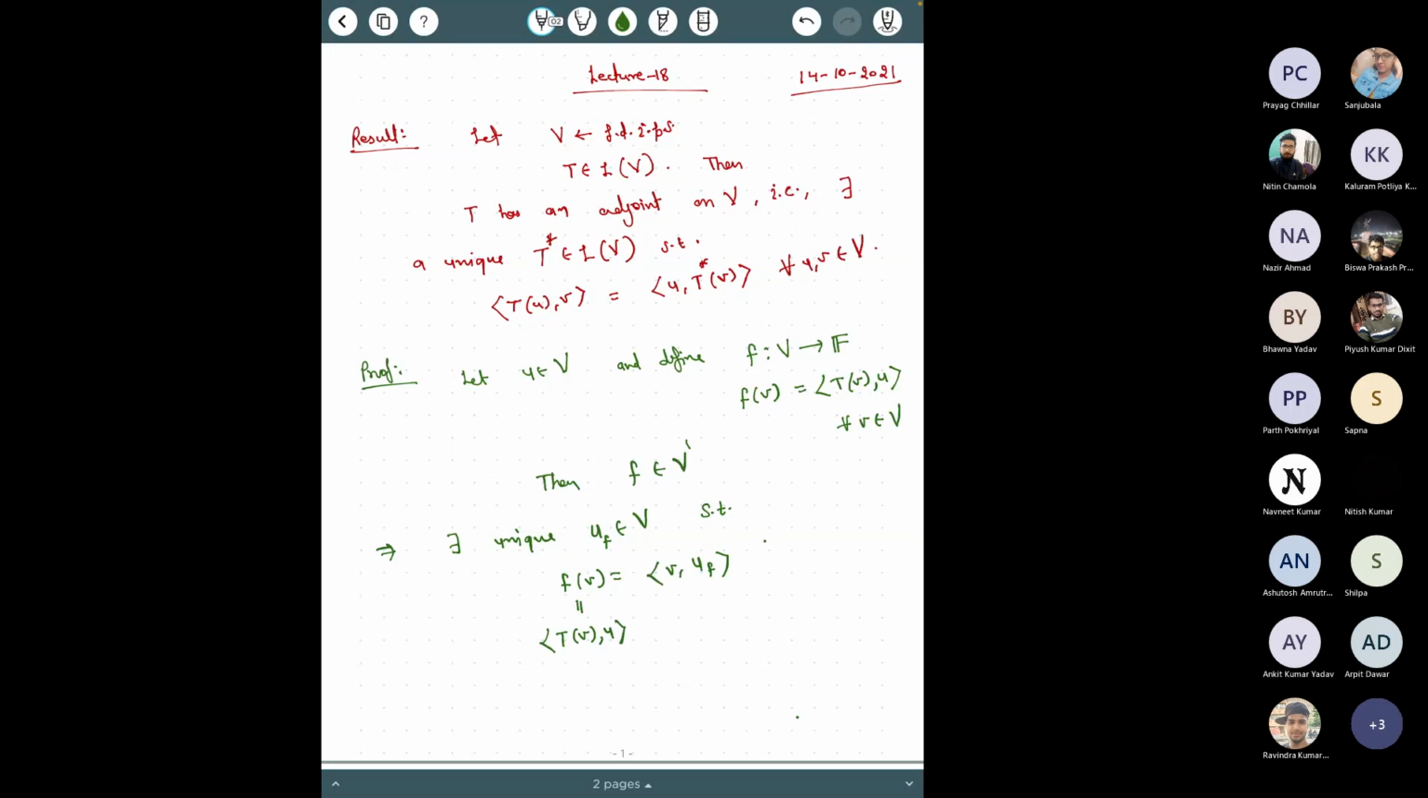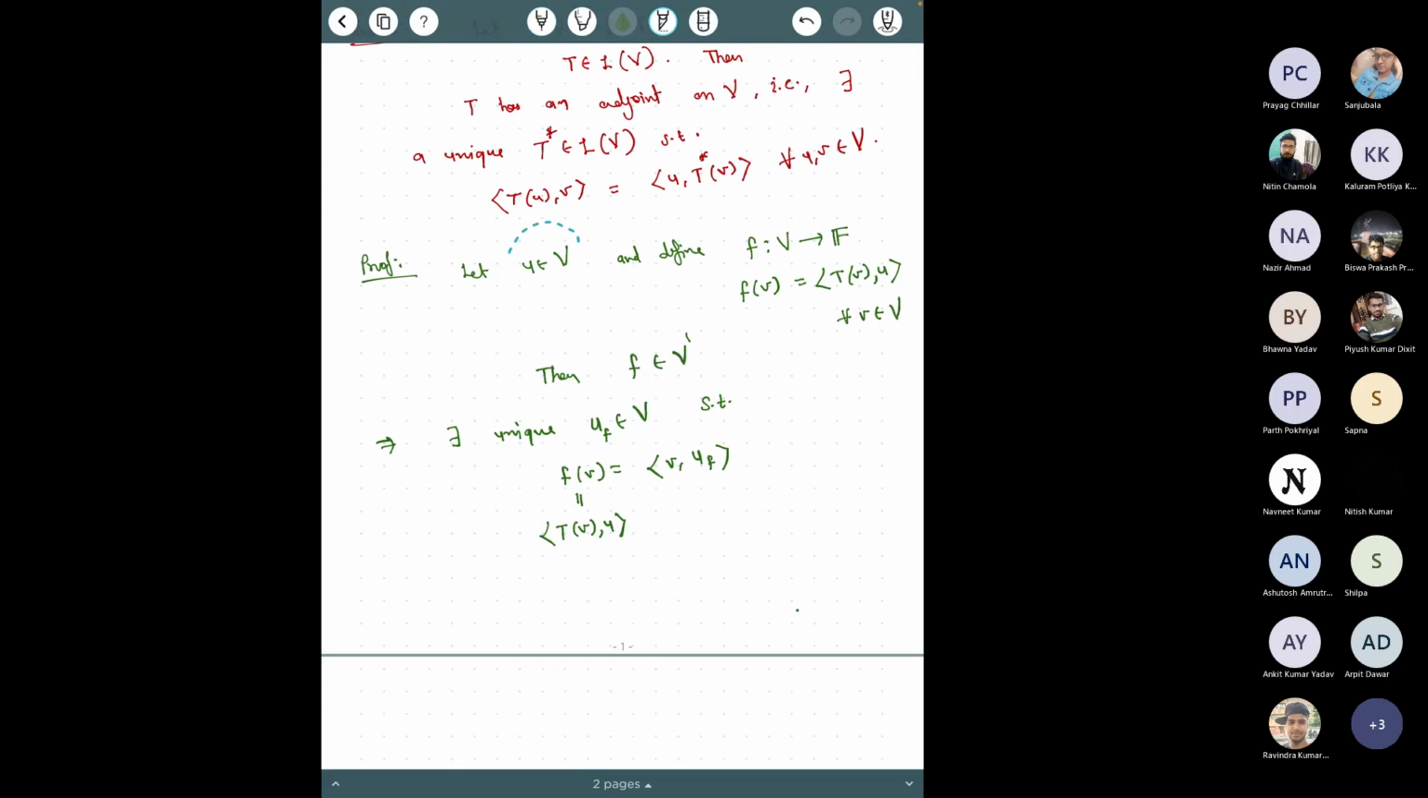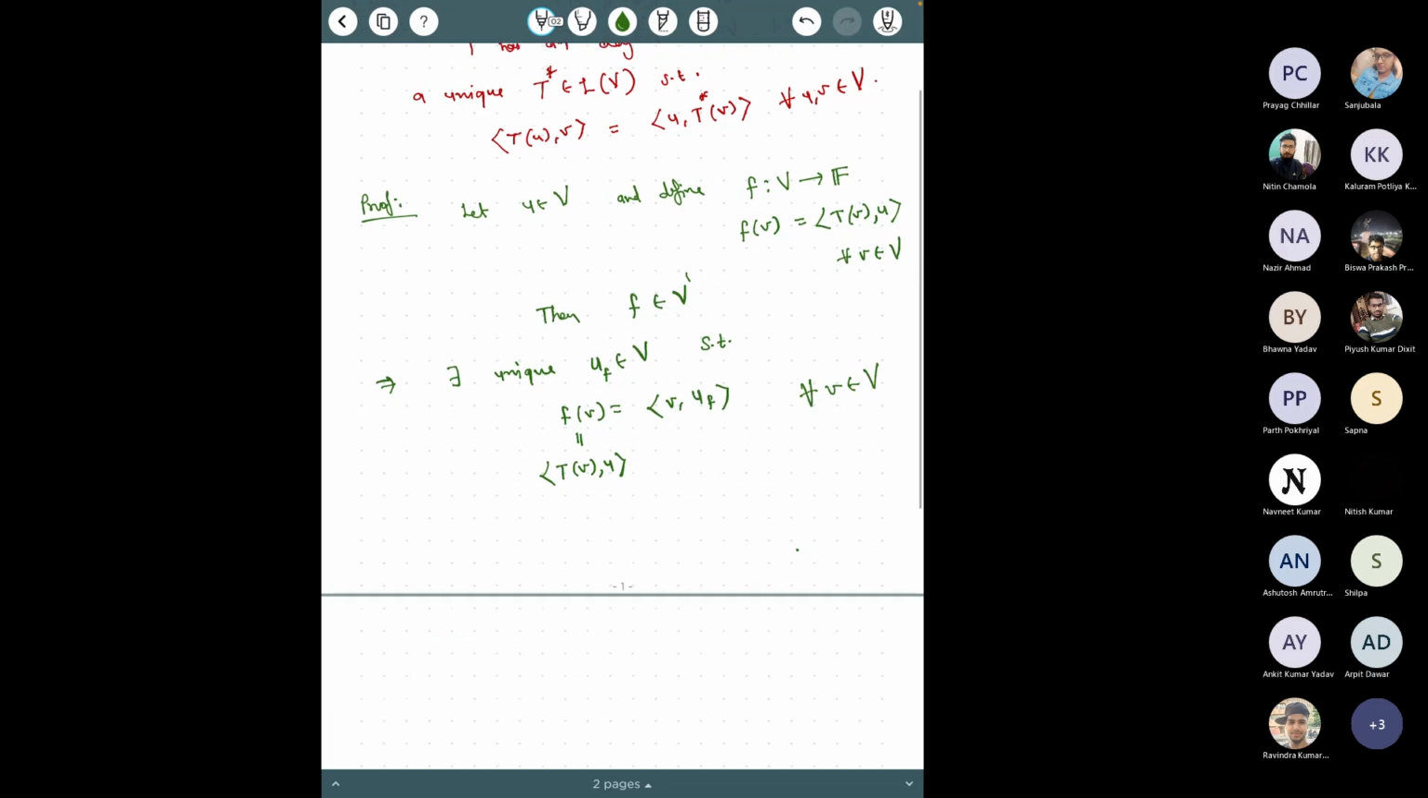Now you can see, can you get some idea? This is true for any vector U. If I start with a vector U, I can define F in this form. But I know that since this is a linear functional and V is a finite dimensional inner product space, there exists a unique UF such that F can be written in this way, but F is actually defined this way. So this is what we have so far, and you can do it for every vector U. So now, can you get some idea how to define this T star?